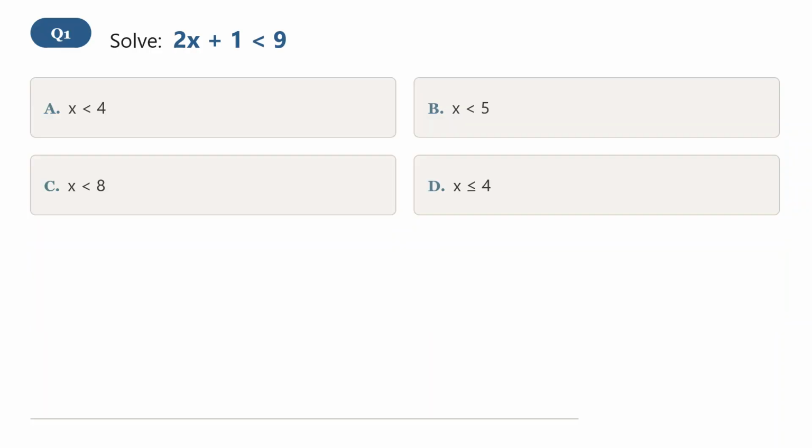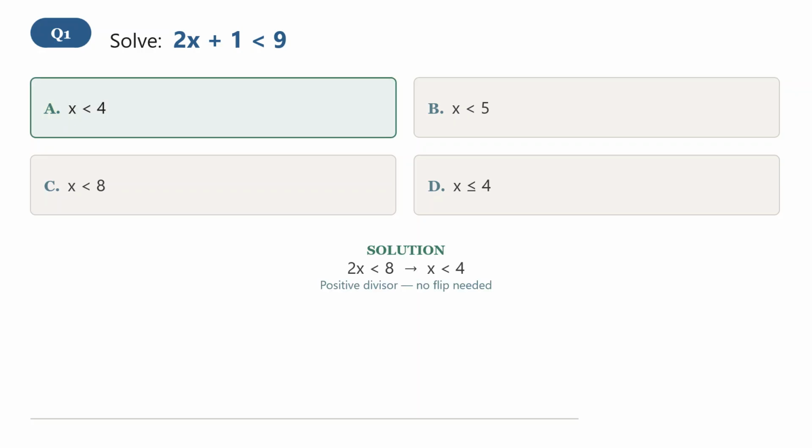Question 1. Solve 2x plus 1 is less than 9. Pause. The answer is x is less than 4. Subtract 1 from both sides. 2x is less than 8. Divide by 2, positive divisor, no flip, to get x is less than 4. Choice B, x is greater than 4, is the false flip trap. Students flip when they should not. The flip rule applies only when you multiply or divide by a negative. Choice C silently strengthens the inequality from strict to weak, which loses information.